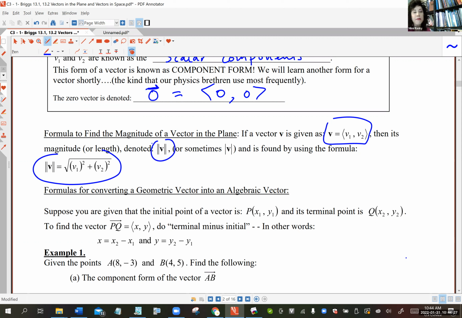I like to denote my magnitudes with double vertical bars. Unfortunately, your book, Briggs, only uses single bars. I'm not going to mark you wrong if you use the single bars, but it will warm my heart if you do the double bars, because other textbooks use the double bars when representing the magnitude of a vector. I shy away from the single bars because they kind of look like absolute value, and we're not taking the absolute value of the vector. In fact, don't even say that. Don't go absolute value of a vector.